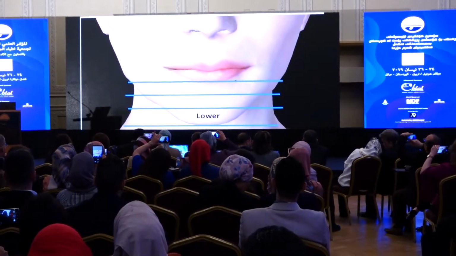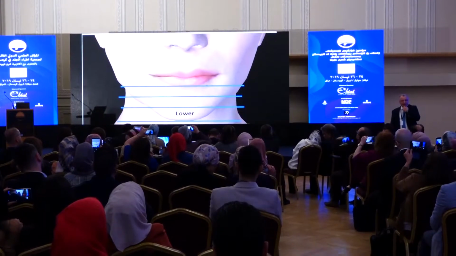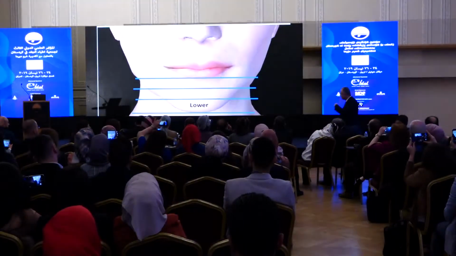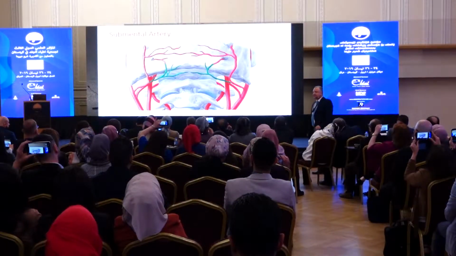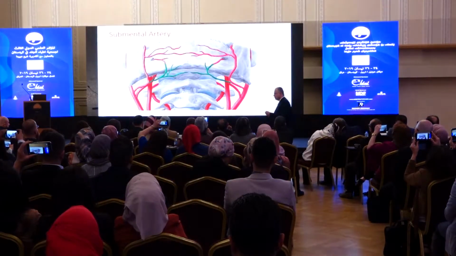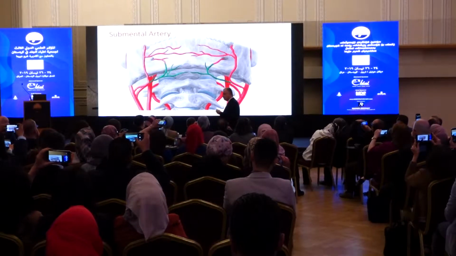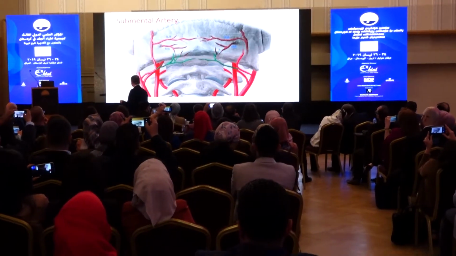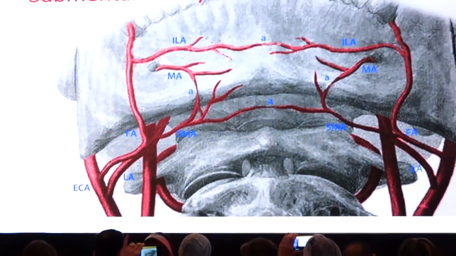What about if you want to do contouring or projection of the chin? You inject here on the bone. This is the lower part. This is the forgotten artery, which is the submental artery. It is one of the main large arteries coming from the facial artery. Where will be the course? This is again a picture of the submental artery.